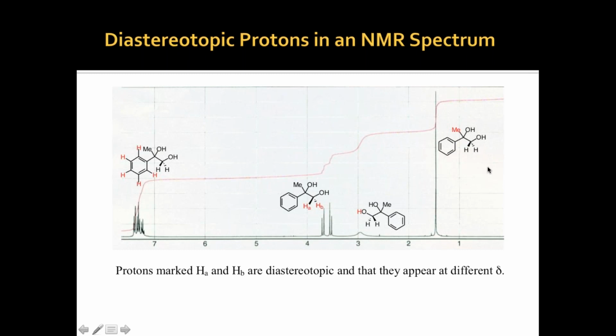So these protons are diastereotopic. Let's see the NMR first. You have a doublet of doublet. You have an OH. You have some aromatic protons. You have some aliphatic. In the aliphatic, you can see the singlet, which means there is no hydrogen present next to one of the groups.